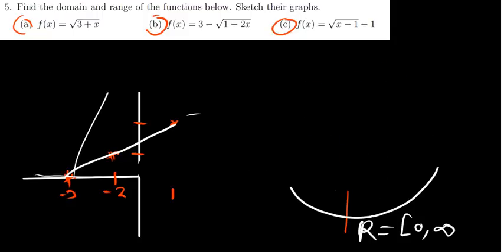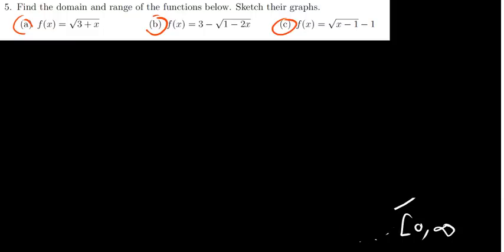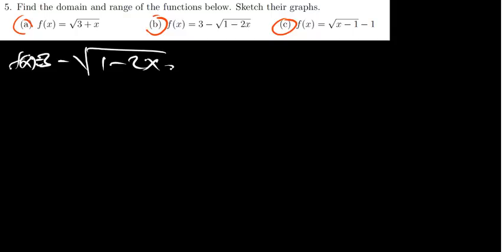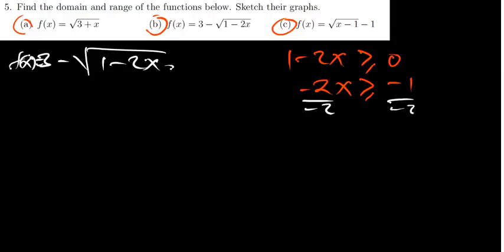So B is saying we have f of x equal to 3 minus the square root of 1 minus 2x. Now, you only take the part which is in the square root to find the domain. So you say 1 minus 2x has to be greater than or equal to 0. So for x, I'm going to shift this 1 to the other side. It's going to give me negative 2x greater than or equal to negative 1. So I have to divide both sides by negative 2. Once I divide by negative 2, this sign changes.